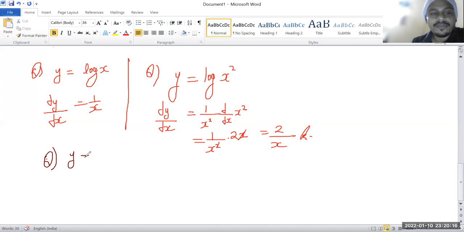My third question, you differentiate y equals to log of sine x. Log of sine x means 1 upon sine x. Okay, log x, sine x is treated as x. So it is log x means 1 by x. So log sine x, 1 upon sine x. And again differentiate sine x.